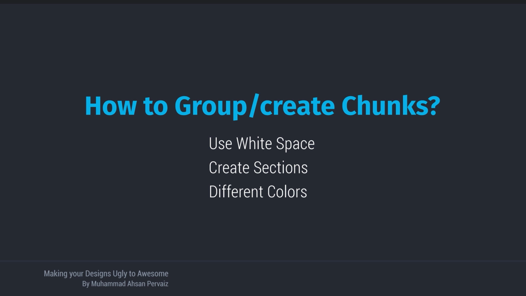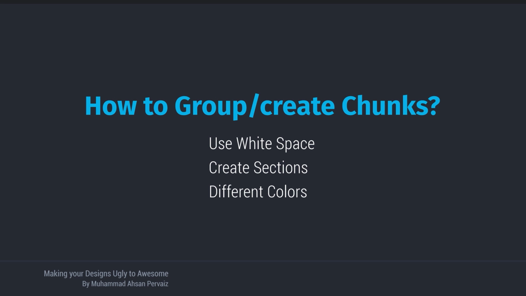Now if you look at this slide, the top portion is separated by a thin line from the bottom of this slide. The bottom or footer of this slide is Making Your Designs Ugly to Awesome by Muhammad Ahsan Pervez, and the top section is the content. So you can see I am using white space here to create different sections. Also, I'm using this line along with this white space to make sense that this is separate and the top section is separate. The second thing is that you need to create different sections.